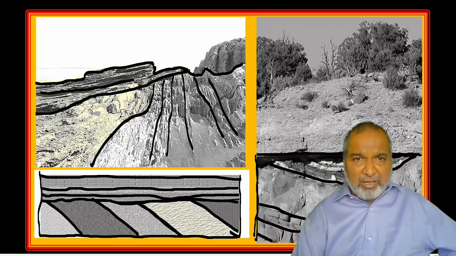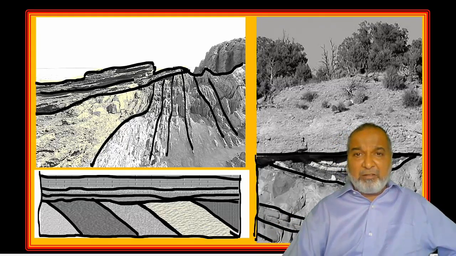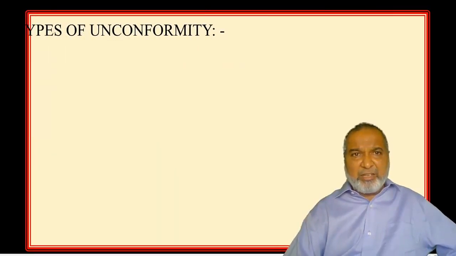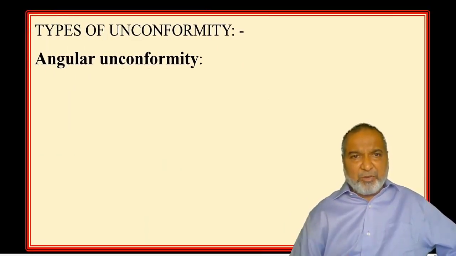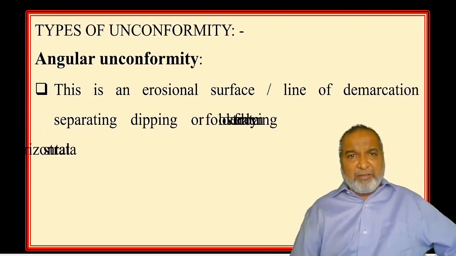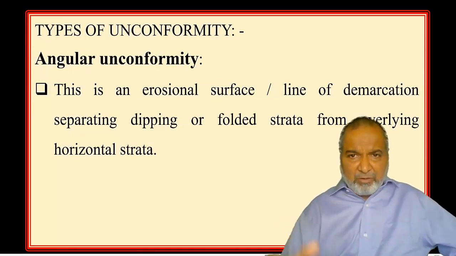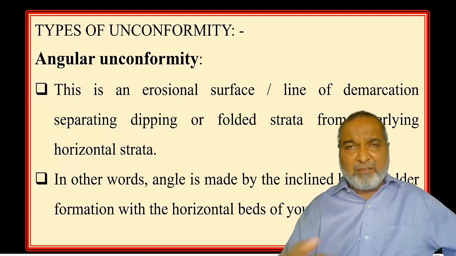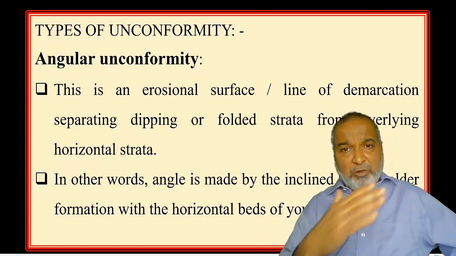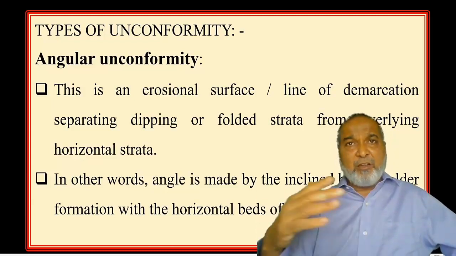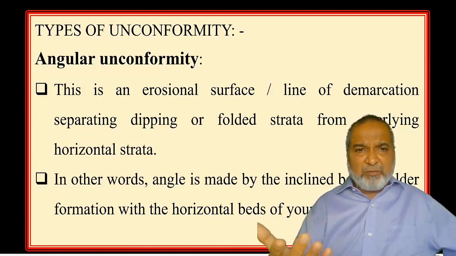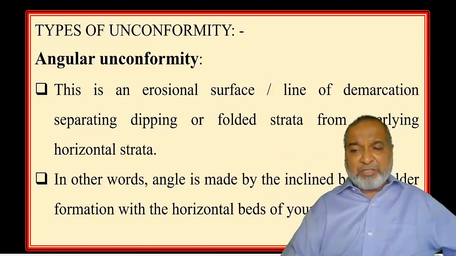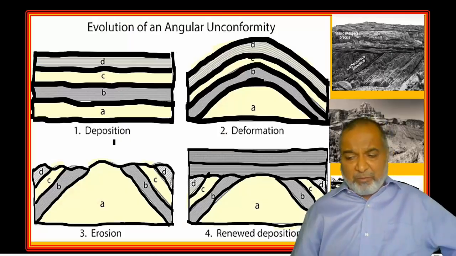Here also you can see one, and now see this one. So here the angular unconformity will be easily recognized. Yes, that will be the angular unconformity. There are two different formations with different orientations. The lower formations are inclined, folded, or faulted, whichever it may be, and on the upper side we have the horizontal one. So that is the relation.